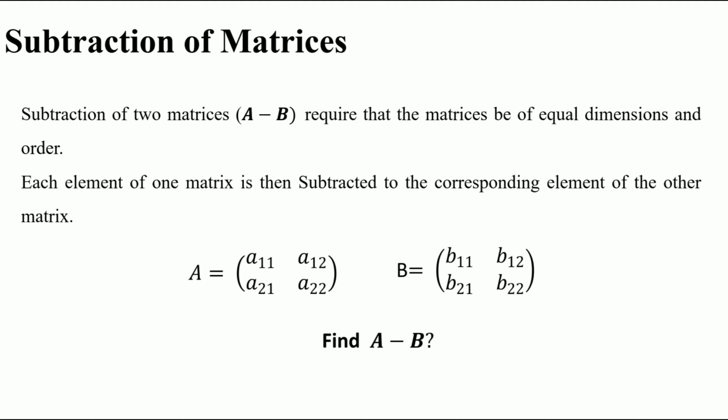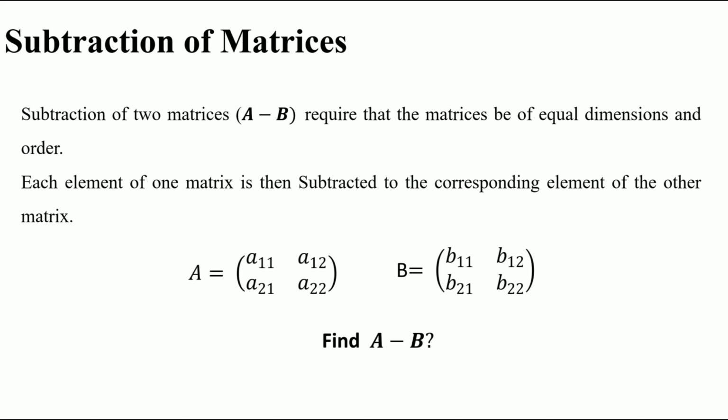In a similar way to the addition of matrices, the subtraction of two matrices, say A minus B, requires that the matrices must be of equal dimension and order. That is, they must have the same number of rows and columns. Each element of one matrix is then subtracted from the corresponding element of the other matrix.